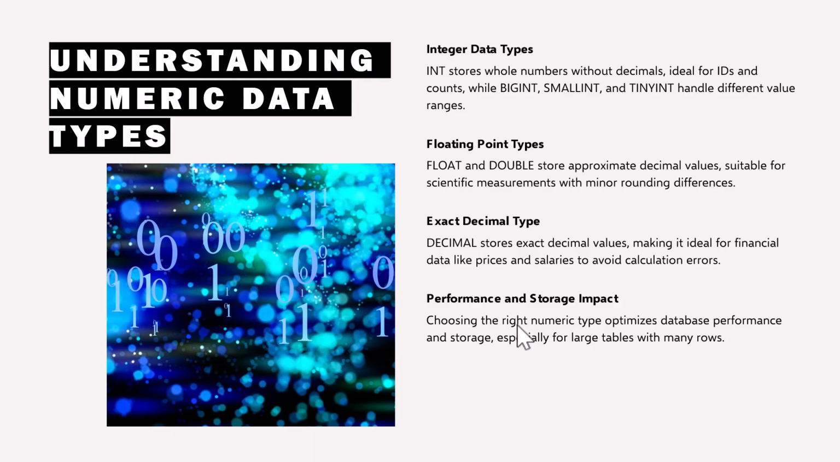We have integer data type, we have floating point types, we have exact decimal type. For integer, we usually use int, and you also use big int, small int, and tiny int. And for the floating point type, we use float and double to store approximate decimal values. And for exact decimal, we use decimal to store exact decimal values.